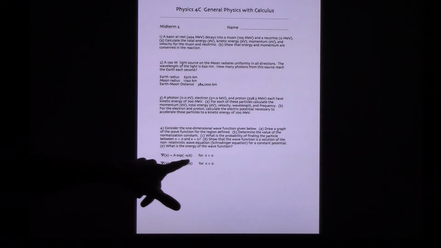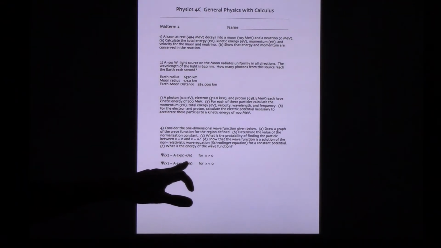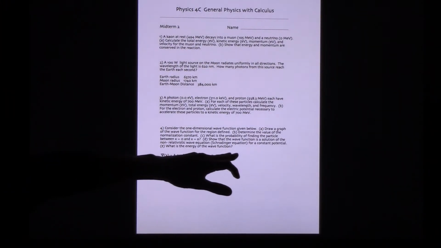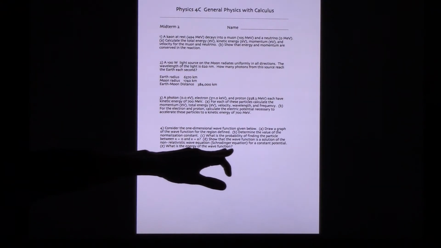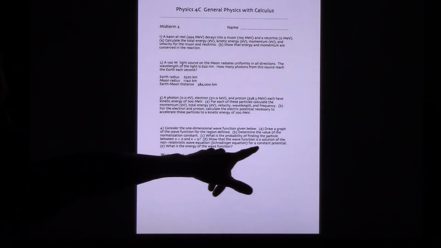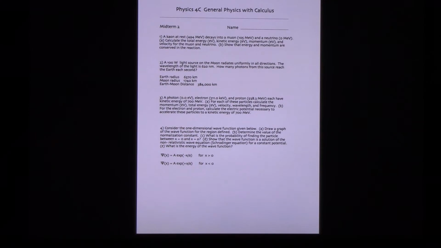Now I can look at my wave functions and see that a is a scaling factor. It's telling me how spread out the wave function is. So that'll show up on our graph. We'll make sure that that gets included. And then also, it wants us to show that this really is a solution to the Schrodinger equation for a constant potential. And then it wants us to determine what the energy would be for this particular wave function.